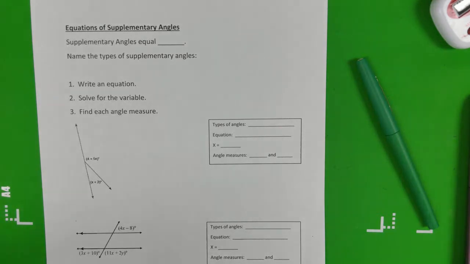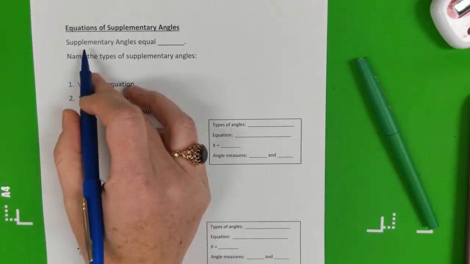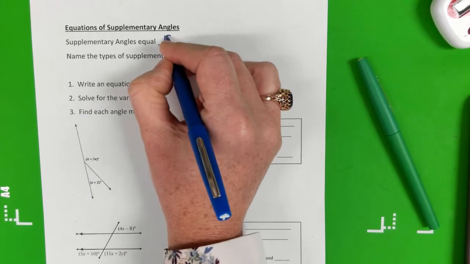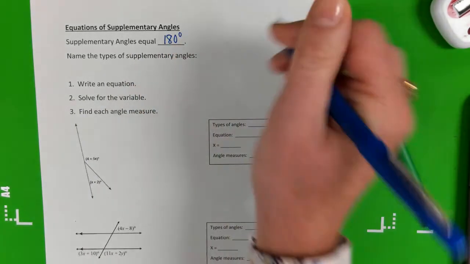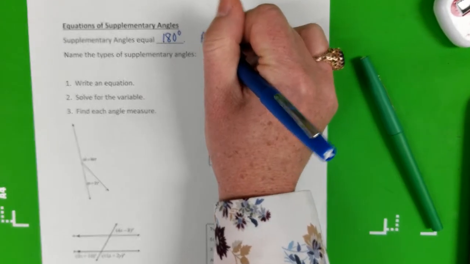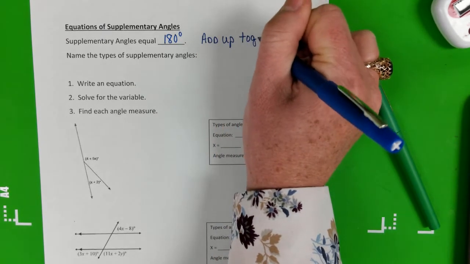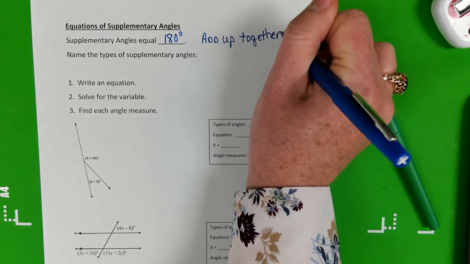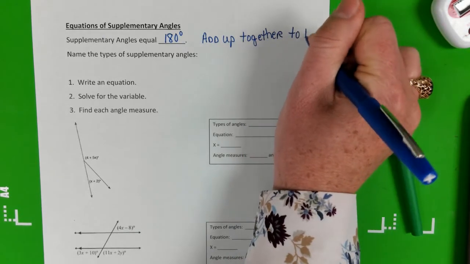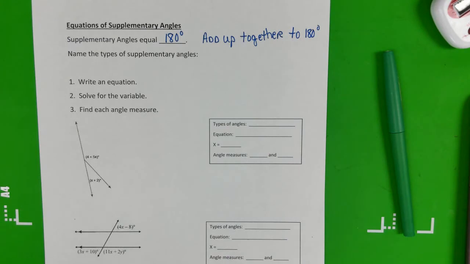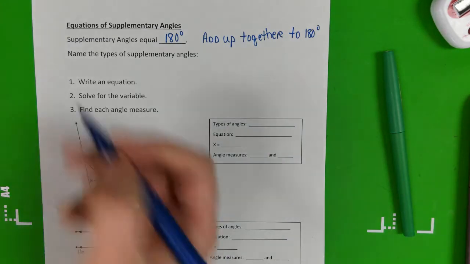Okay, now let's talk about equations for supplementary angles. Supplementary angles equal how much? 180 degrees, okay? Which means they add up together. They add up together to 180 degrees. So what are some types of supplementary angles?